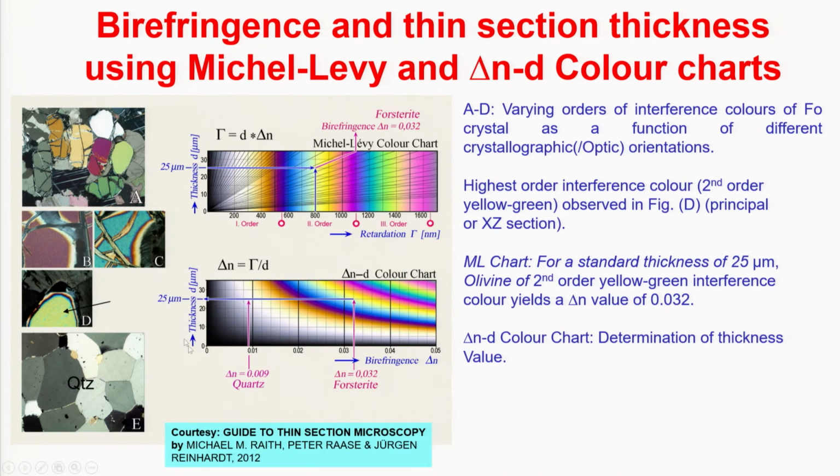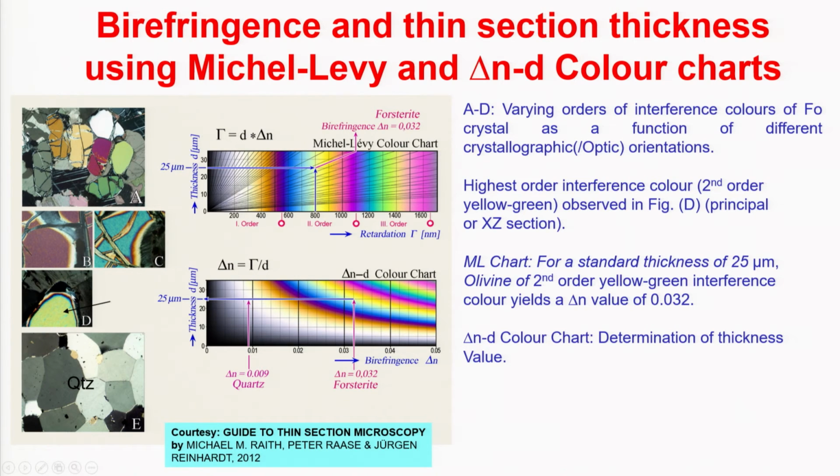Okay. Now, this is the one that I discussed in a previous class, the significance of the optic orientation in terms of the order of interference color. So, I just very rapidly pass through this. These are the 4 images of a crystal of olivine, the magnesium rich olivine. You see they have different order of interference color. The color is different and the order is also different.